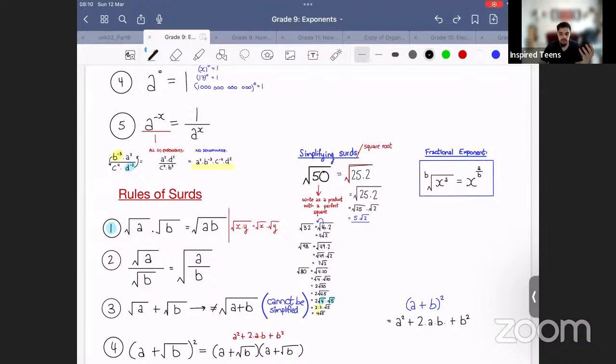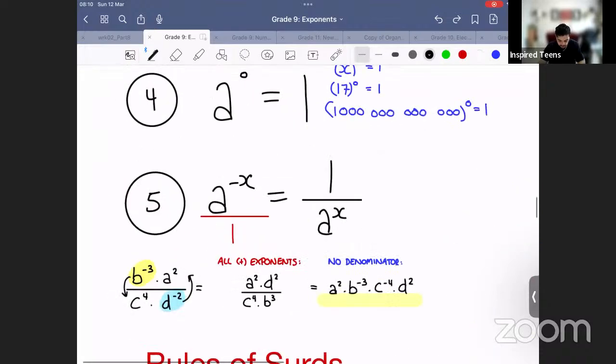So for the person that said number 5, do you not understand number 5?